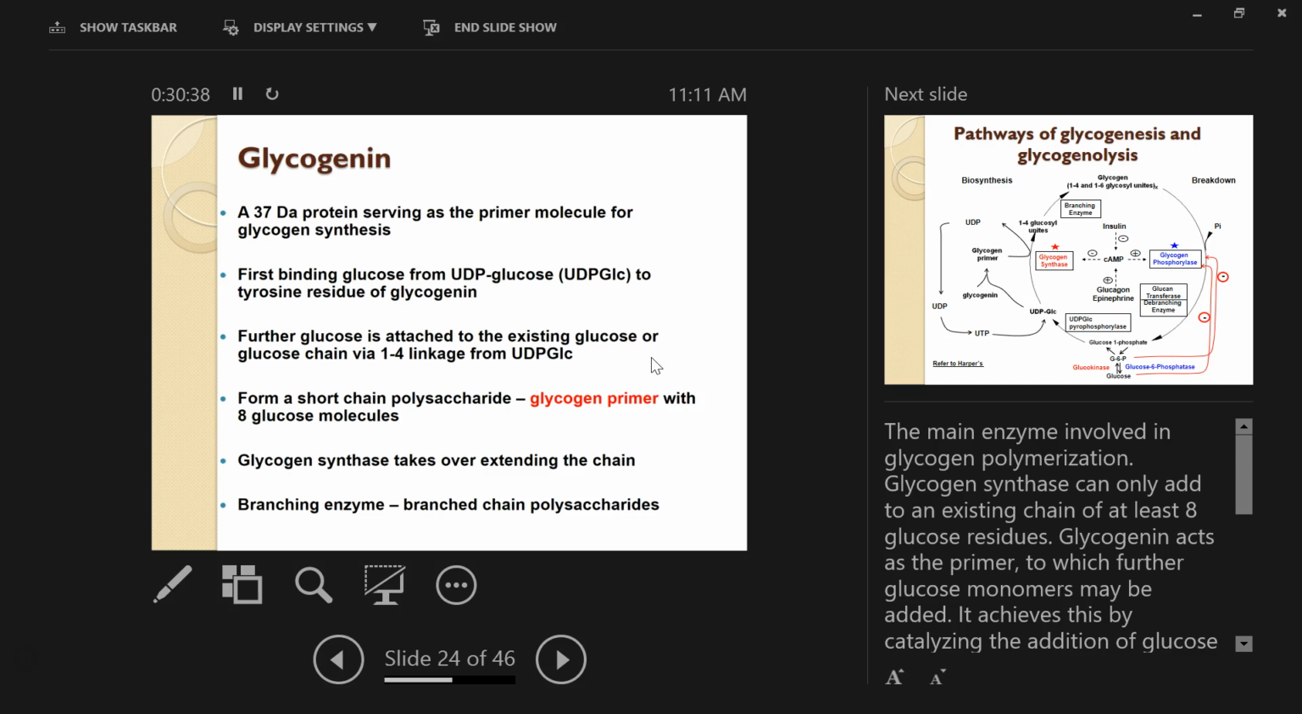So once the glycogen primer is formed, then glycogen synthase takes over the job to extend the glucose chain, and the branching enzyme also works to form the branching chain polysaccharides, right? So this is the process of how complex branching polysaccharides, glycogen molecules or structures, are synthesized.